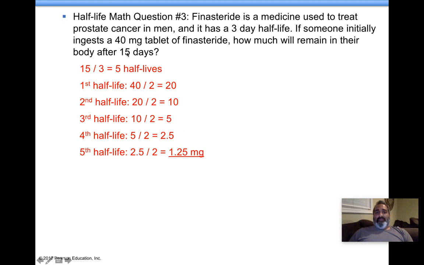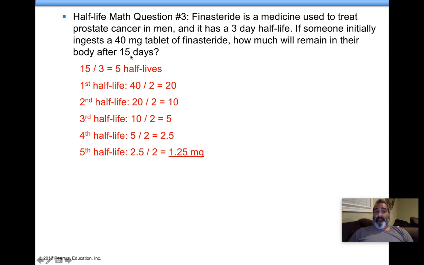Finasteride is a medicine used to treat prostate cancer in men, and it has a 3-day half-life. If someone initially ingests a 40 milligram tablet of finasteride, how much will remain in their body after 15 days? First thing you've got to figure out is 15 days. How many half-lives is that? Well, if 3 days is one half-life, 15 divided by 3 gives us 5 half-lives.